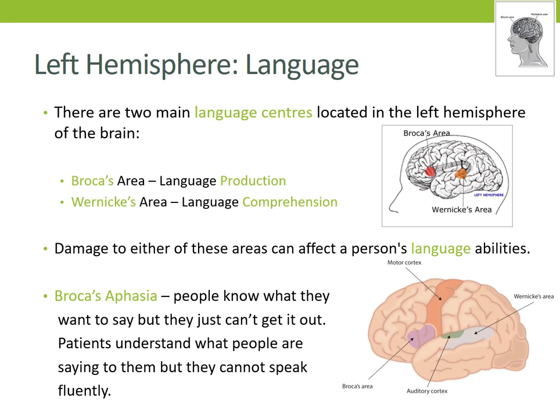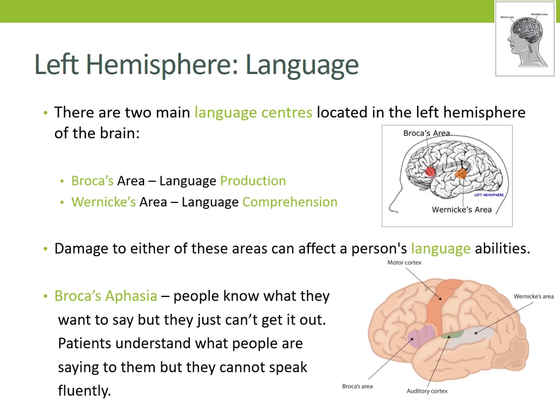Now there are famous cases of this, like somebody called Tan. He's called Tan because Tan was one of the very few words that he could say. It was the most common word that he could say. He could understand what you were saying to him, but all he could say in response was Tan. So he couldn't produce language that makes any sense or speak fluently.